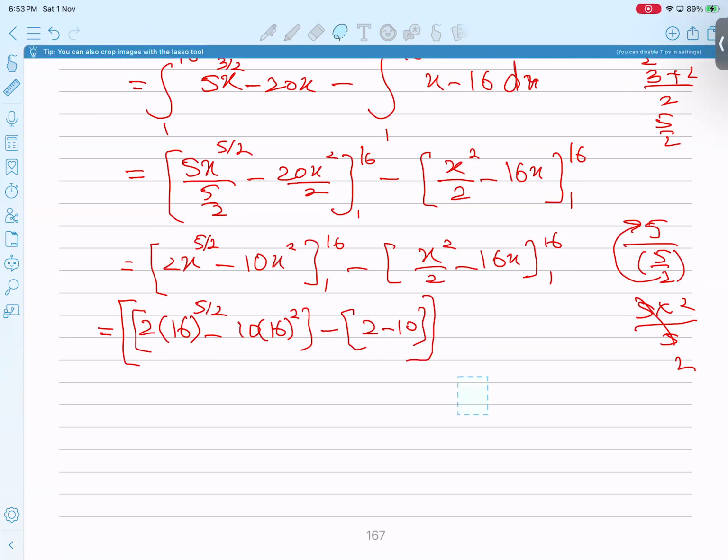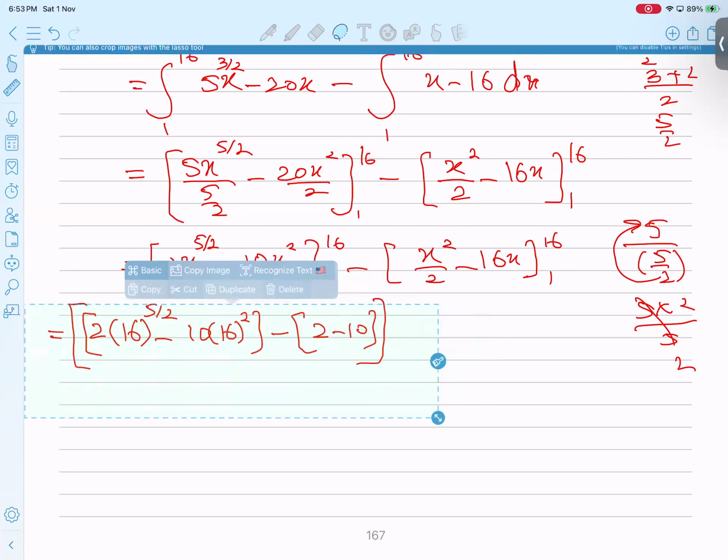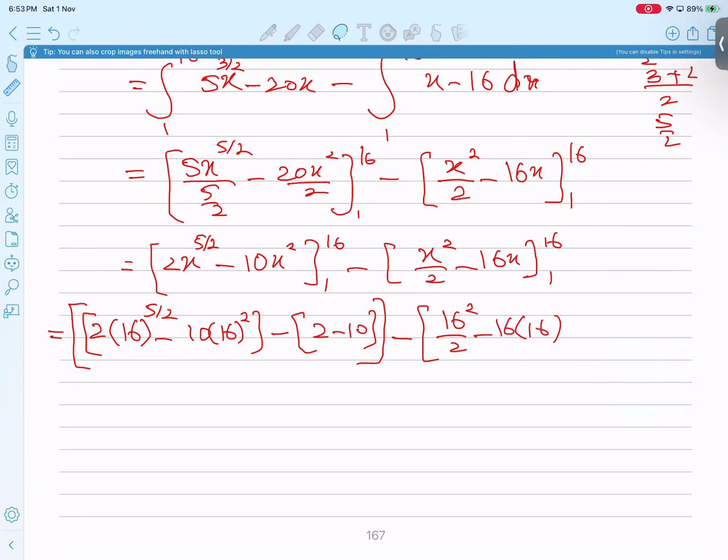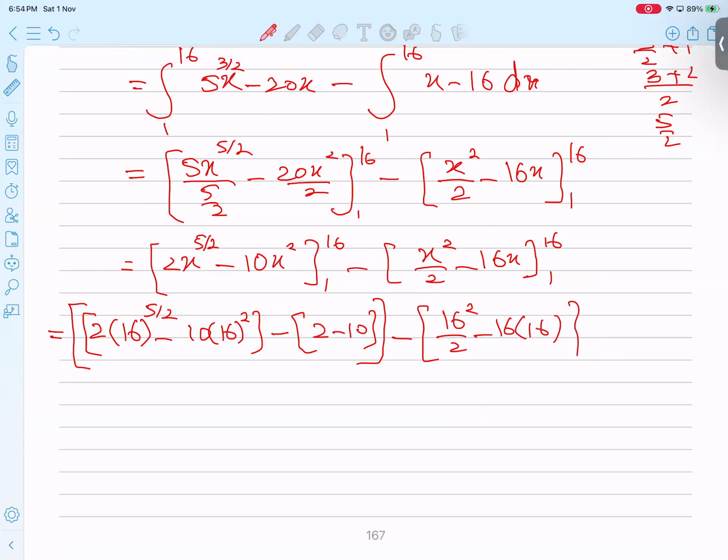Now I'm going to do the same process for the second part. Minus. When I plug in 16 at all places, I get 16 to the power 2 by 2 minus 16 into 16. This is done. Now I plug in 1 at each place. There is a chance of mistake here, so I write a big bracket with a minus, and I replace x with 1 here and here. I get 1 over 2 minus 16. Now I have to simplify it as much as possible.